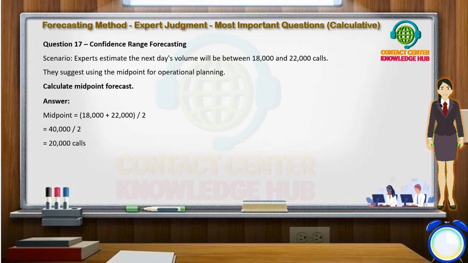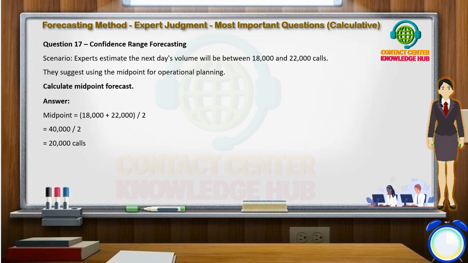And the answer is here. Use this simple formula. Midpoint is equal to lower bound plus upper bound divided by 2. Now plug in the values. Lower bound is 18,000. Upper bound is 22,000. So, midpoint is equal to 18,000 plus 22,000 divided by 2.